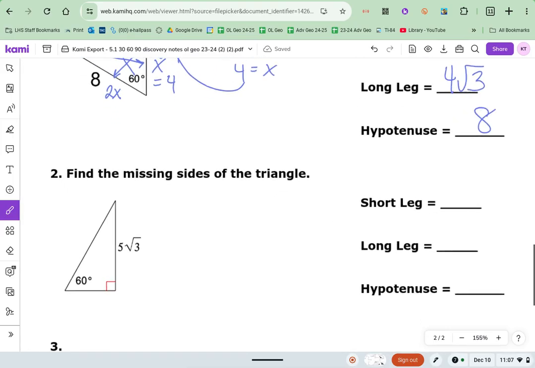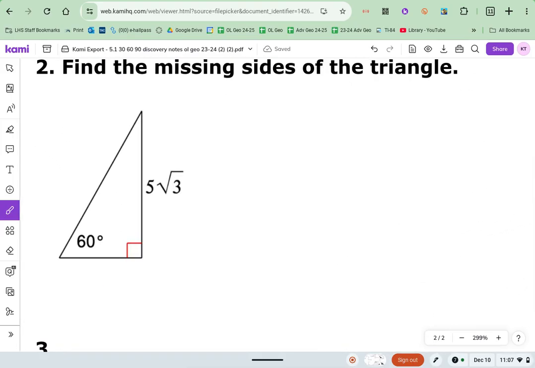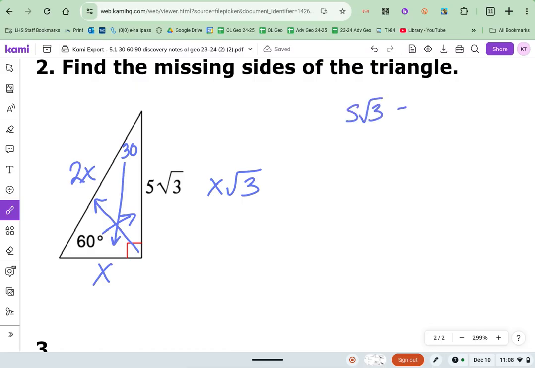Okay, so in number 2, if I'm just labeling the sides of my triangle first, the hypotenuse is the 2x side. The short leg across from 30 is my x side. Across from 60 is my x root 3 side. So since the number that's given to me is on the x root 3 side, I'm going to say 5 root 3 is equal to x root 3. Because that's going to help me solve for x, because once we have x, we'll just plug in to the other sides. So I'm going to divide by root 3 on both sides to get x by itself.